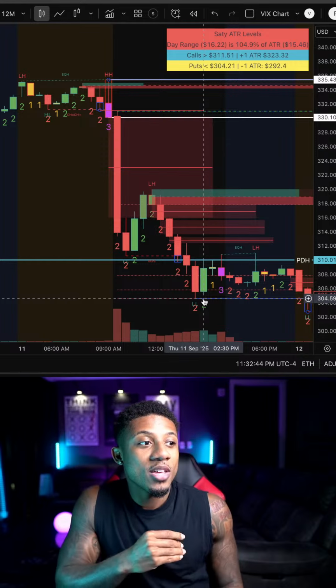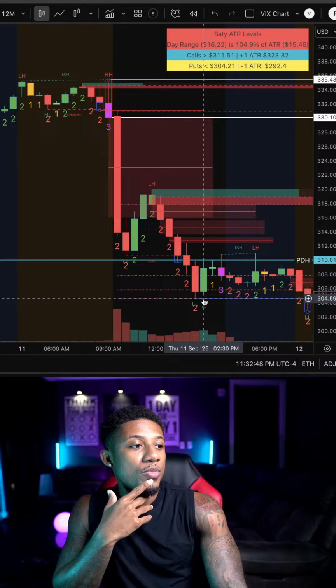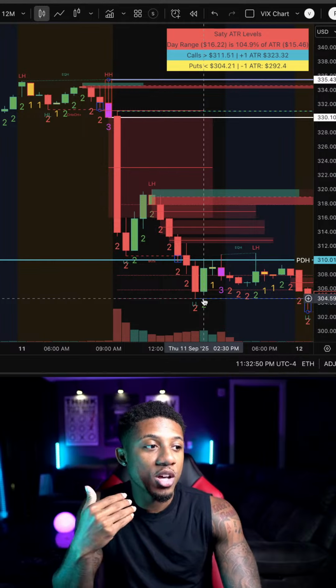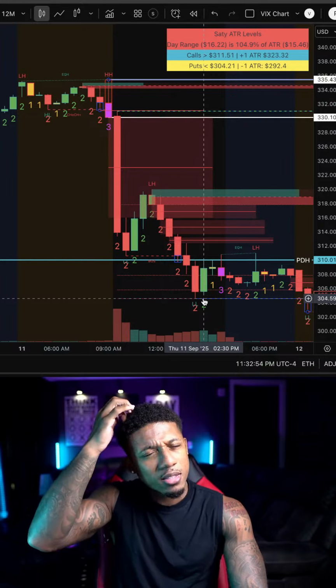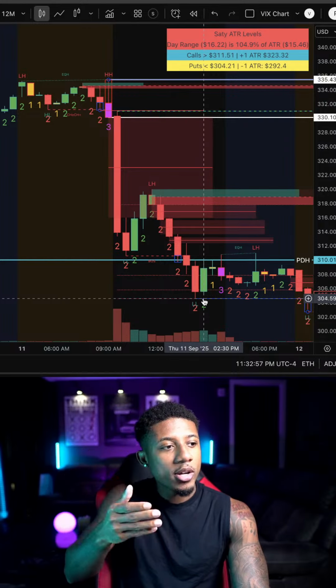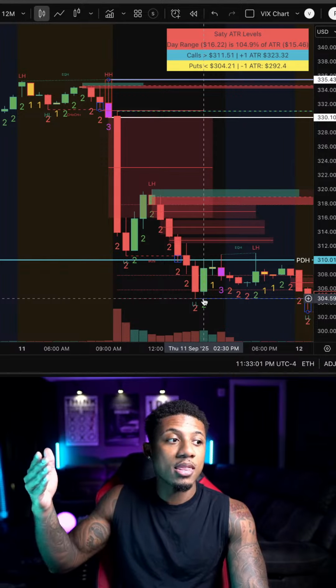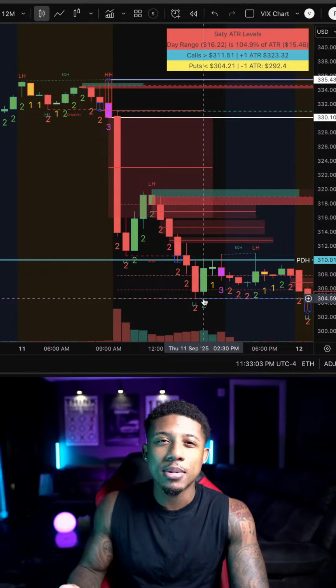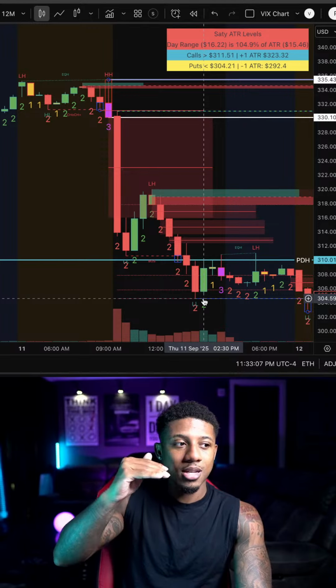So think about it like this. I don't know if y'all have ever heard this, right? But the market likes to take the stairs up and the elevator down. Think about that. The market likes to take the stairs up and the elevator down. What does that mean? When we're going up, it's kind of like stairs.